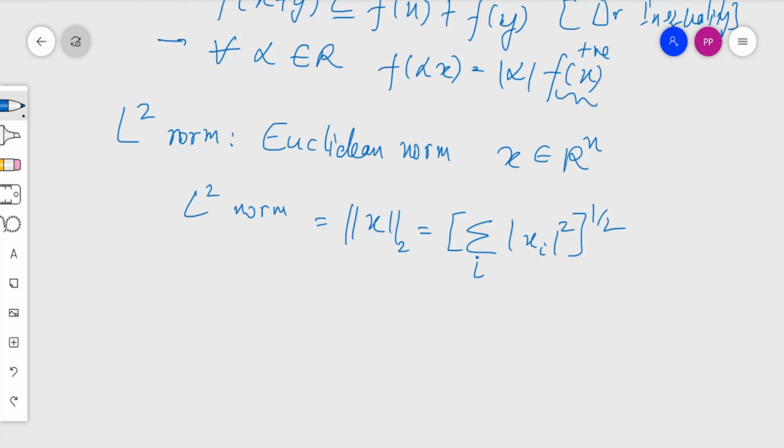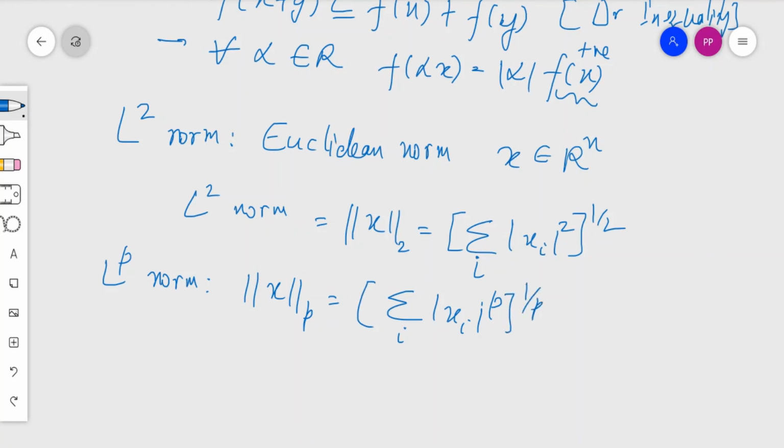Next one, we consider the Lp norm. The Lp norm is a general form of all these norms. As the name suggests, with the suffix p, here again summation over i, you take the modulus of each element, find the pth power, sum it, then find the pth root of the summation.